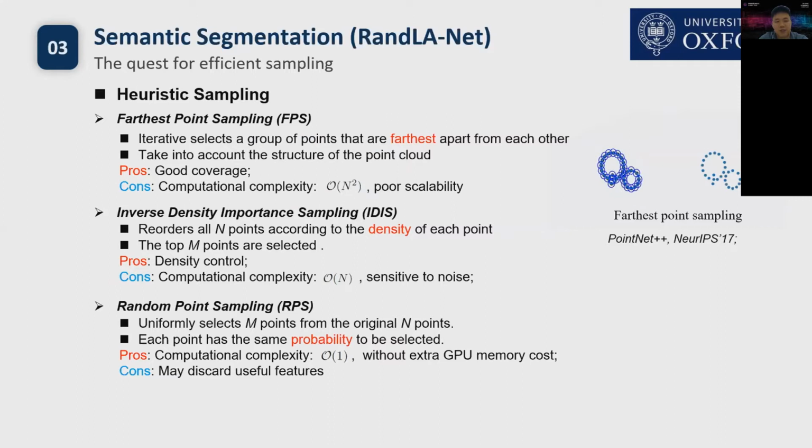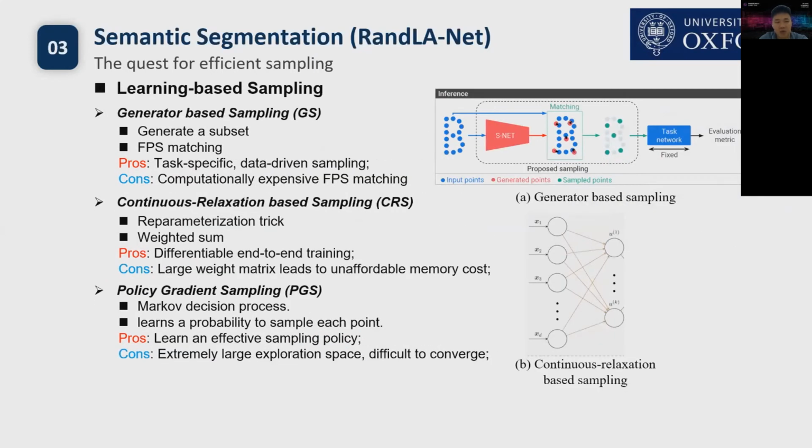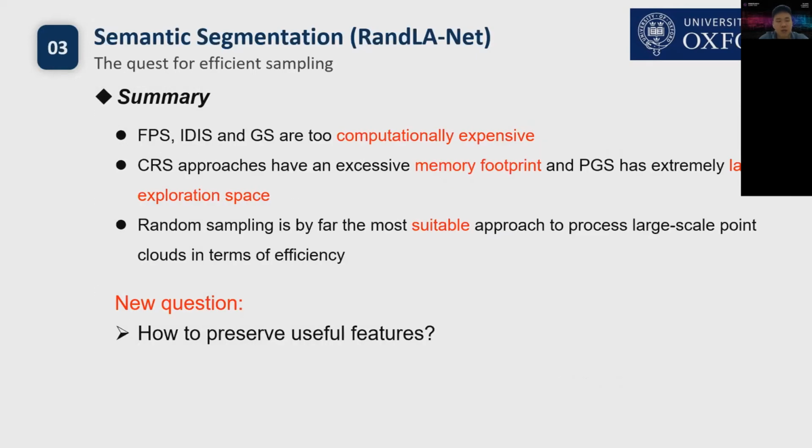For example, the heuristic sampling, like the farthest point sampling, inverse density importance sampling, and the random point sampling. And then we compare the learning-based sampling strategy. For example, the generator-based sampling and the continuous relaxation-based sampling, and also the policy gradients. For more details, please refer to our paper, and you can see the detailed comparison of existing sampling approaches. So a short summary is here.